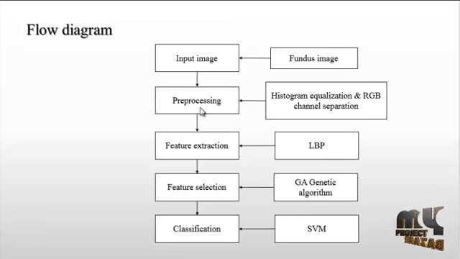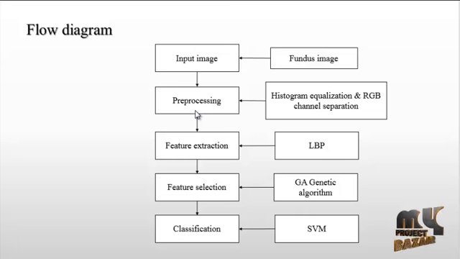In the pre-processing step, we use histogram equalization and RGB channel separation. Histogram equalization equalizes the histogram of the image, and channel separation separates the red, green and blue channels. Then comes feature extraction. In the feature extraction process, we use the LBP, the local binary pattern, to extract the features from the pre-processed image.